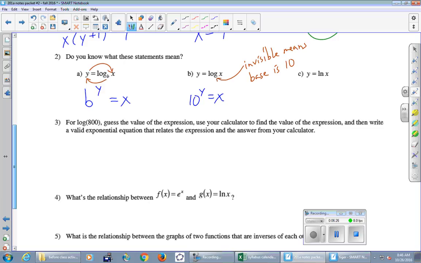And then on the last one, okay, the base is invisible, but there's something fundamentally different here. We're not writing log, we're writing ln. Josh? Yeah, so I'll put that up here. ln means base is e. Remember, e is just some magical number. It's about 2.7. So that means this equation becomes e to the y equals x. Good?